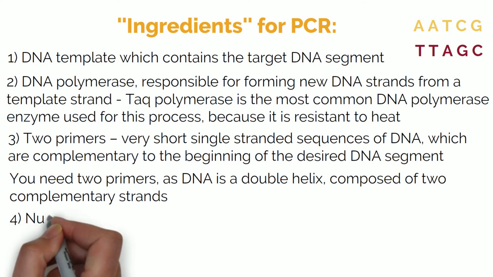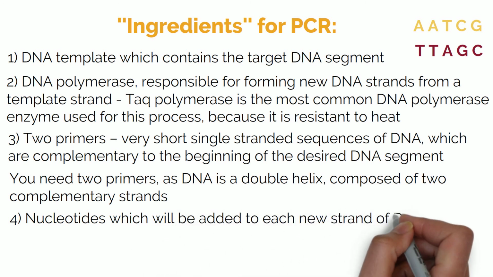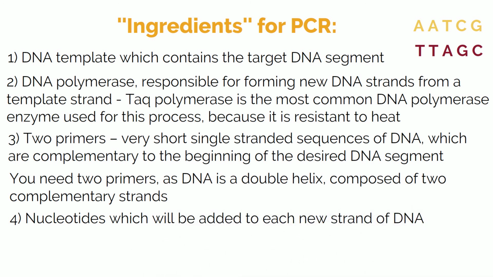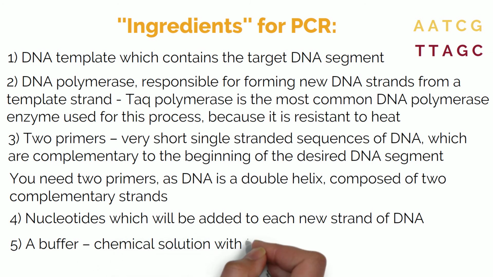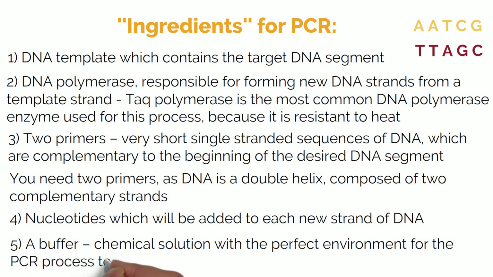Then, you need the building blocks, or the nucleotides, which will be added to each new strand of DNA being produced. So your adenines, thymines, etc. And finally, you need a buffer. So basically, a chemical solution which provides the perfect environment for the PCR process to take place in.